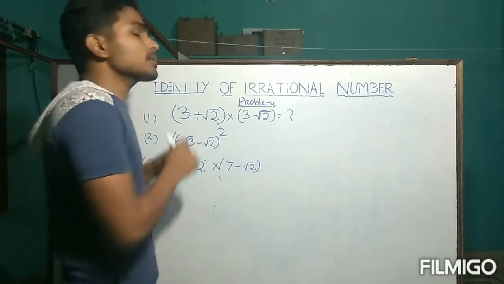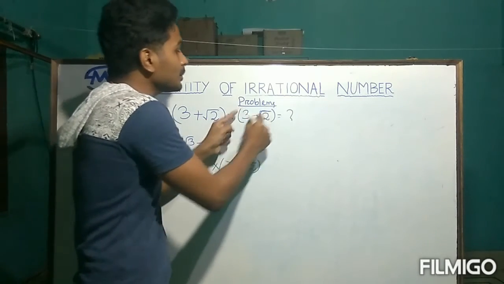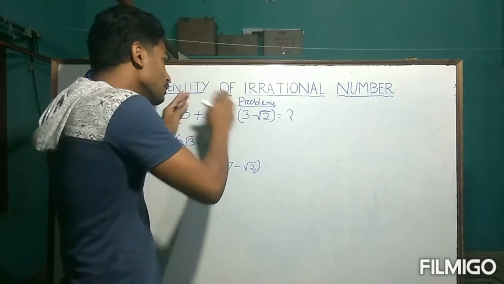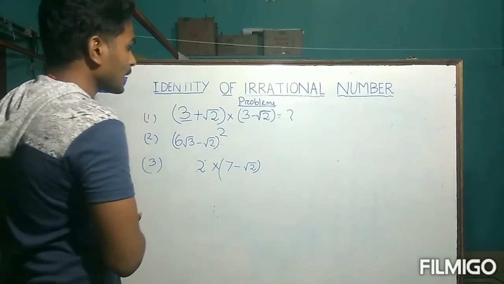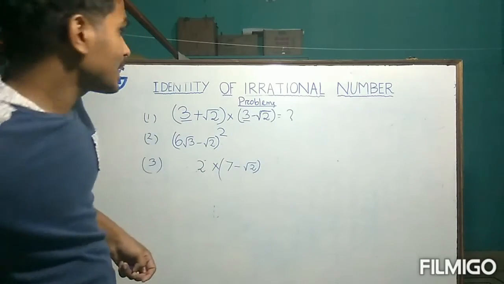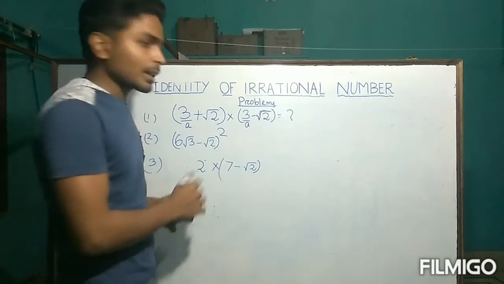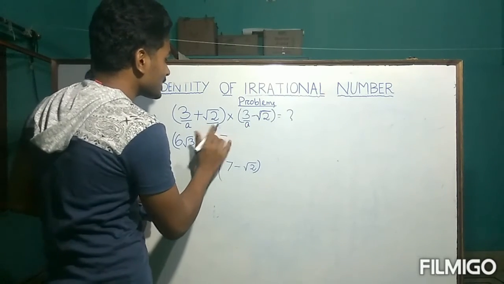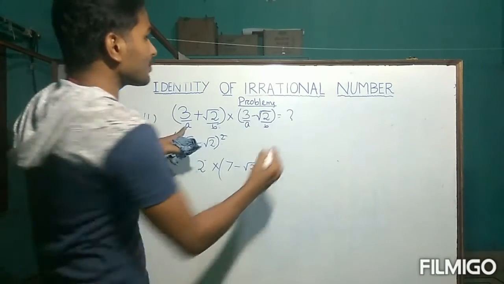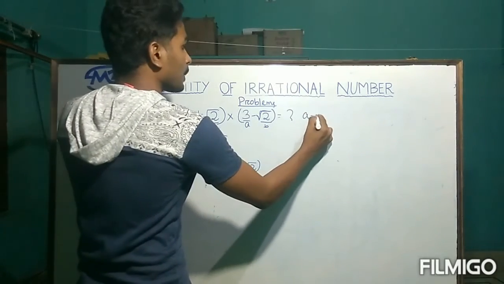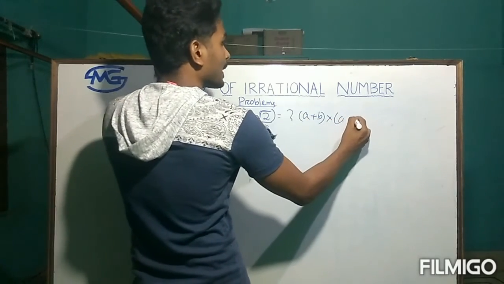Since it has two terms, in the first term it has 3 and root 2, in the second term it has 3 and root 2. So in both the terms, two terms are common. Here 3, here also 3. So we can write it as A, and here also root 2, we can write it as B. So they will make the formula (A plus B) whole into (A minus B).